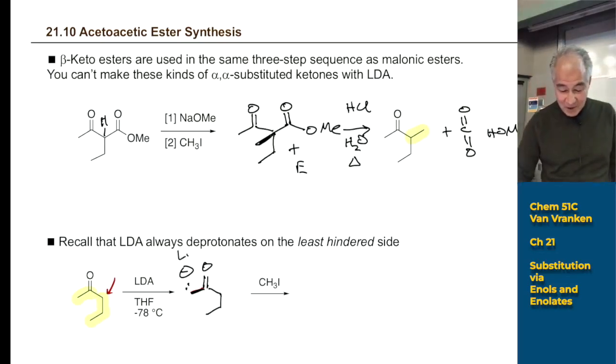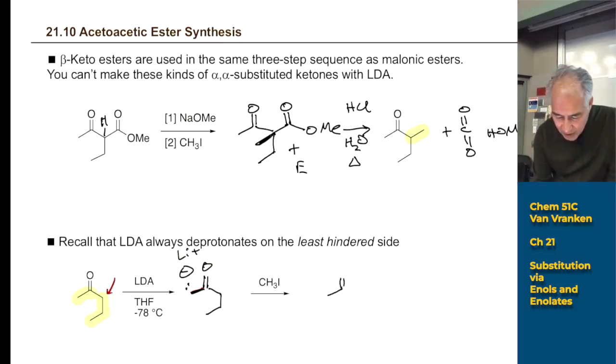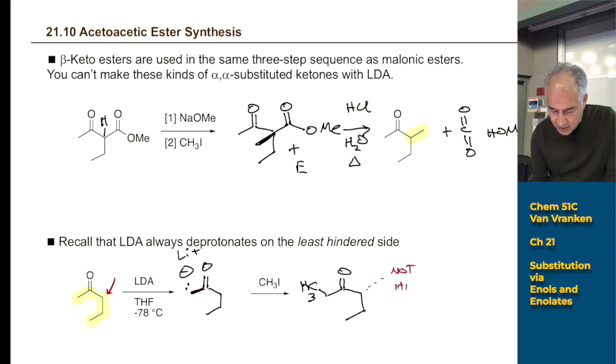And so that's where you're going to alkylate. When you do an SN2 reaction using methyl iodide, you're going to get the new carbon-carbon bond on the other side. So we don't have an easy way to put that methyl group over on this other side. You don't get the new methyl group on the more substituted side when you do LDA chemistry.